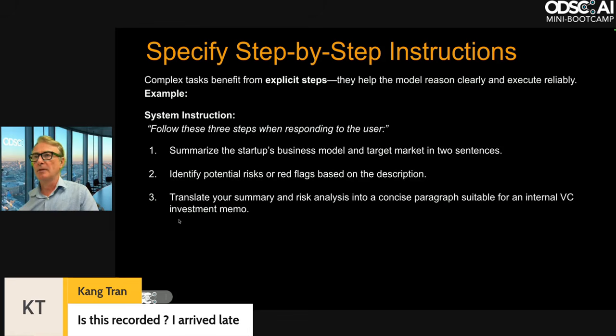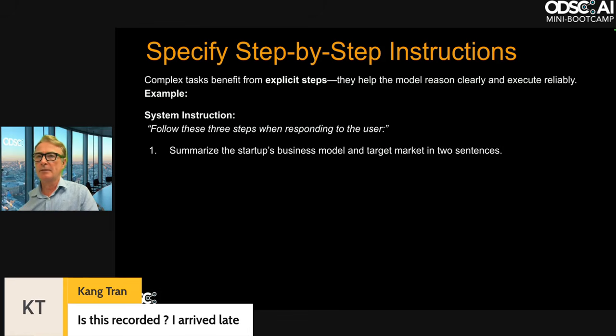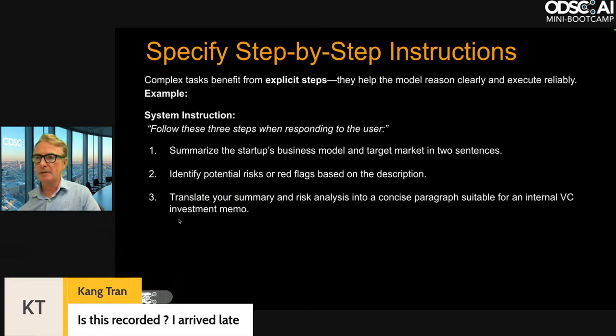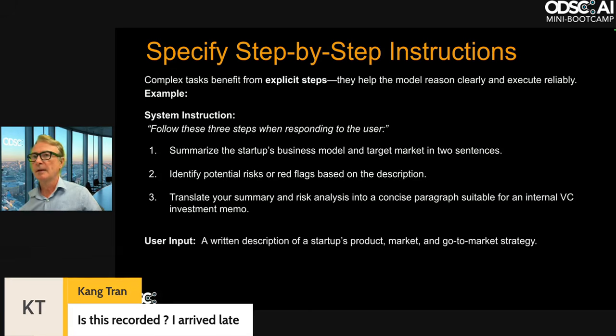So for example, again, sticking with that previous example, summarize the model would be the first thing I want to know, identify potential risks, translate the summary and risk analysis, and then do a written description of startup products and market entry. So why is this important? Well, I can give you a clear example.